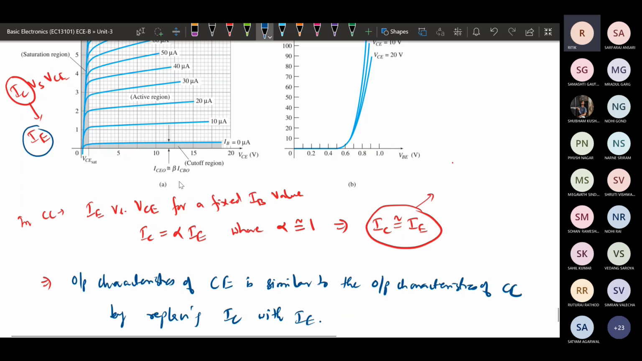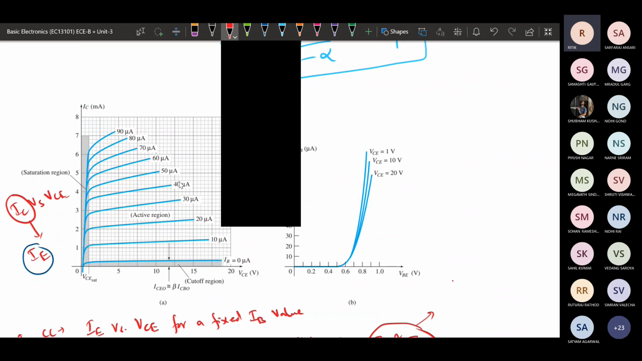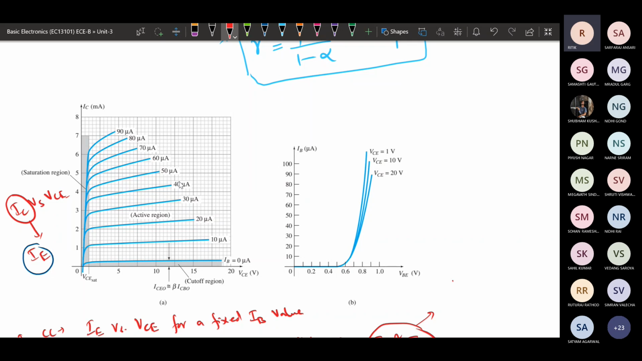In case of common collector output characteristics, we have just proved that ICEO is nothing but IECO. So whatever leakage current is there, the similar leakage current will be here also. When IB is equal to 0, there will still be some IC, or in the case of common collector, IE, some leakage current flowing even if IB is equal to 0. In the common emitter case, we have already proved that.